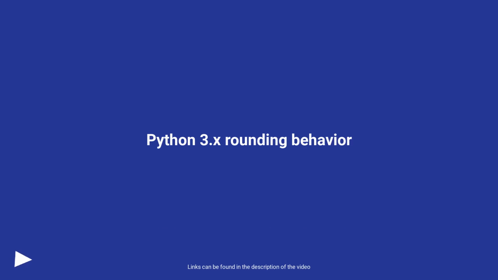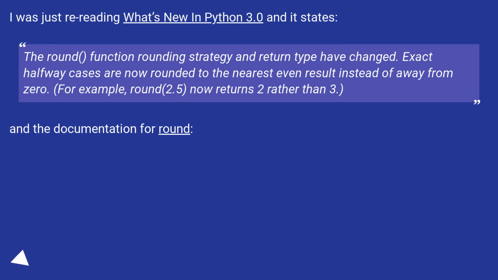Python 3.x rounding behavior. I was just rereading what's new in Python 3.0 and it states, the round function rounding strategy and return type have changed. Exact halfway cases are now rounded to the nearest even result instead of away from 0. For example, round(2.5) now returns 2 rather than 3. And the documentation for round.